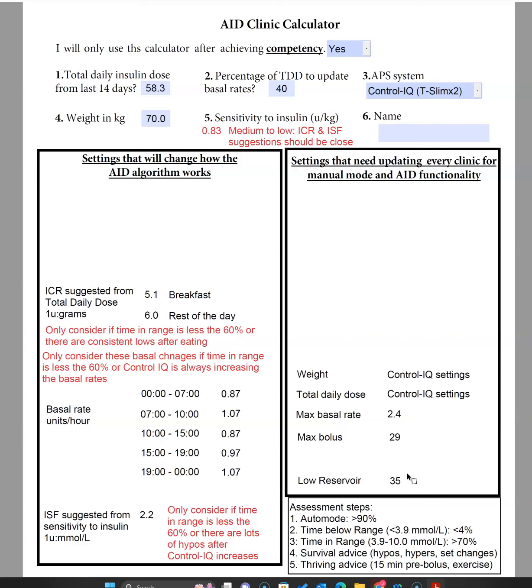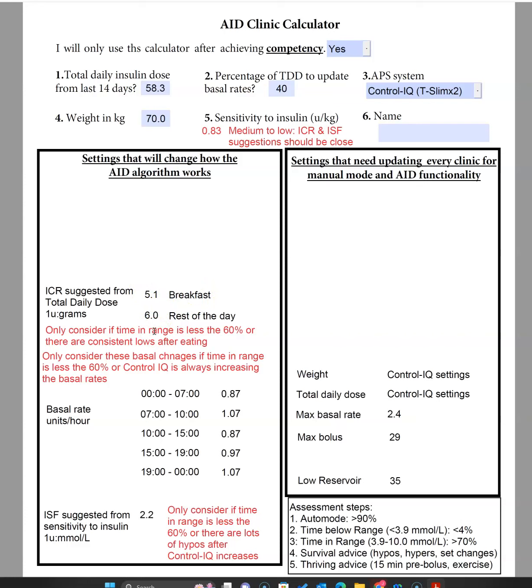When we come to have a look at the download in a second, you'll see there's several things that you can change that will change how aggressive or less aggressive the system will be. You can change the carb ratios, and there's some suggestions here of what the carb ratio might be at breakfast or the rest of the day based off general sensitivity rules.